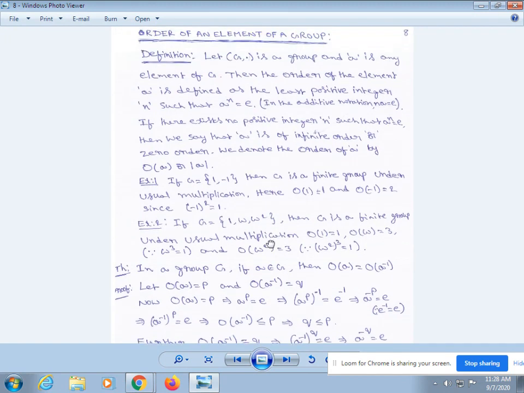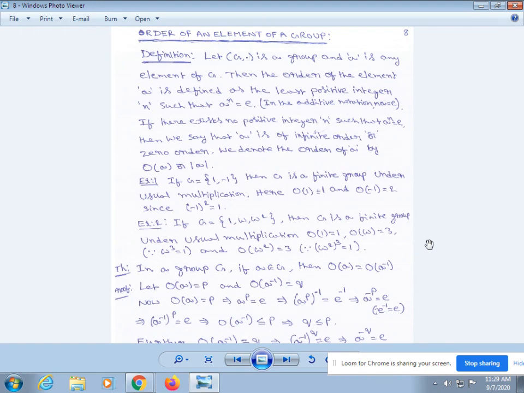Next, we will discuss another concept: order of an element of a group. First, the definition. Let G, dot, be a group and a be any element of G. Then the order of the element a is defined as the least positive integer n such that a power n equals e. In additive notation, na equals e. If there exists no positive integer n such that a power n equals e, then we say that a is of infinite order or zero order.